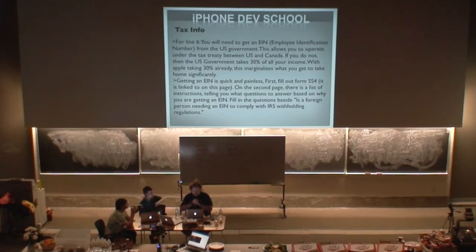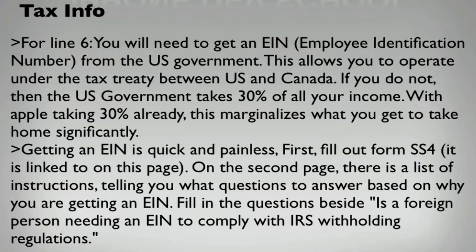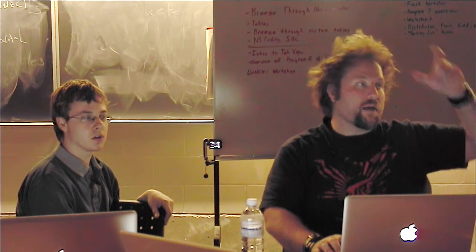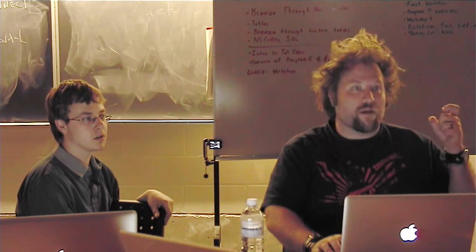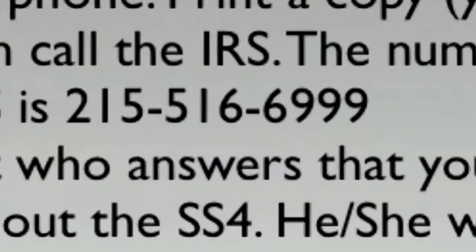On the second page, there's a list of instructions telling you what questions to answer based on your getting your EIN. Fill in the question beside, is a foreign person needing an EIN to comply with IRS withholding regulations? We've got a tax treaty between the US and Canada. Just send me my money. Don't do an extra 30% withholding. The number to call the IRS at is 215-516-6999.